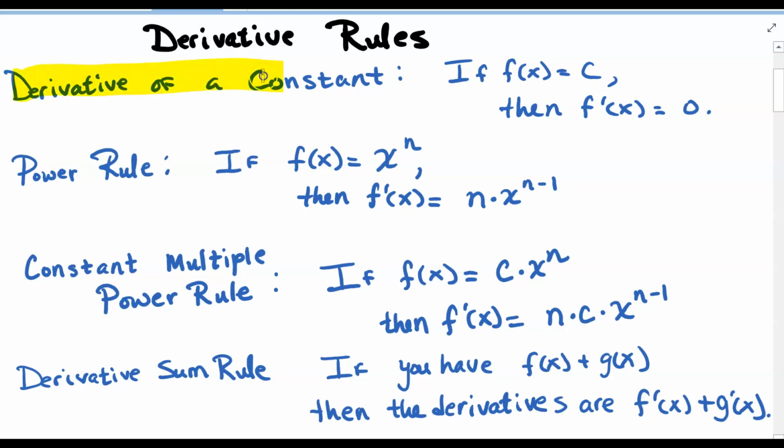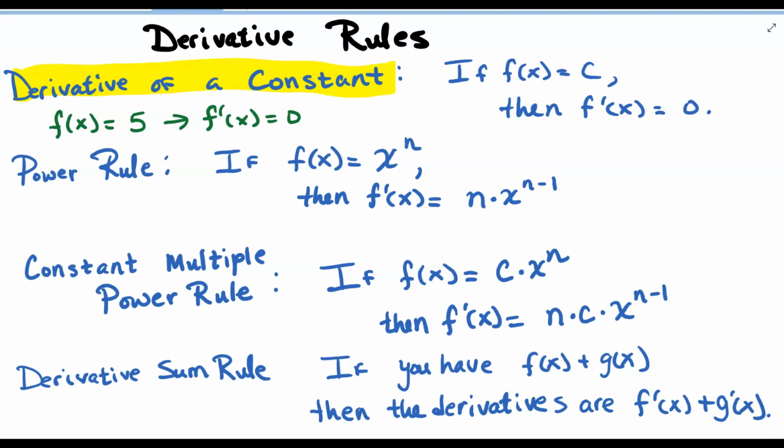So this is the derivative of a constant, and to give you an example, suppose I said f of x equals 5. Then if I ask, what's the derivative of 5? Well, it's 0. So the derivative of any constant is 0.